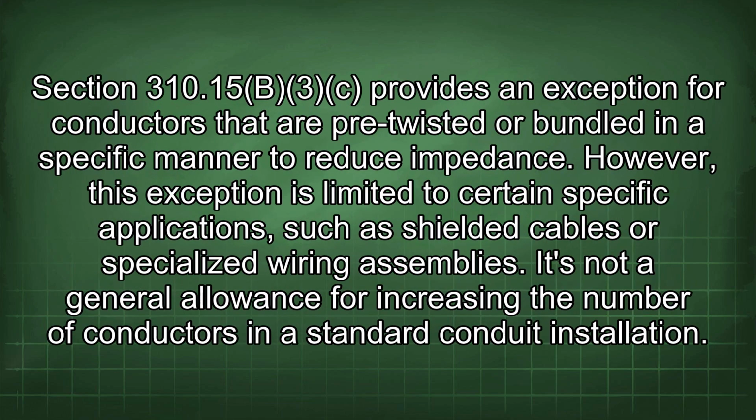Section 310.15(B)(3) provides an exception for conductors that are pre-twisted or bundled in a specific manner to reduce impedance. However, this exception is limited to certain specific applications, such as shielded cables or specialized wiring assemblies. It's not a general allowance for increasing the number of conductors in the standard conduit installation.